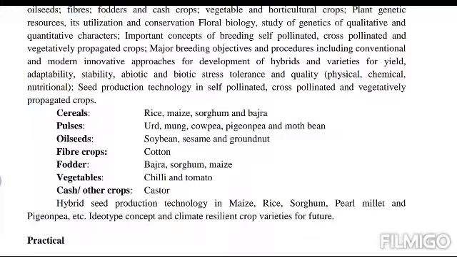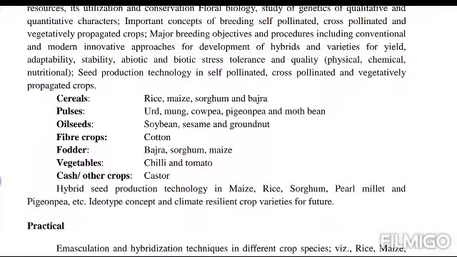conventional and modern innovative approaches for developing hybrids and varieties for yield, adaptability, stability, abiotic and biotic stress tolerance with quality like physical, chemical, nutritional quality, seed production technology in self-pollinated, cross-pollinated and vegetatively propagated crops.